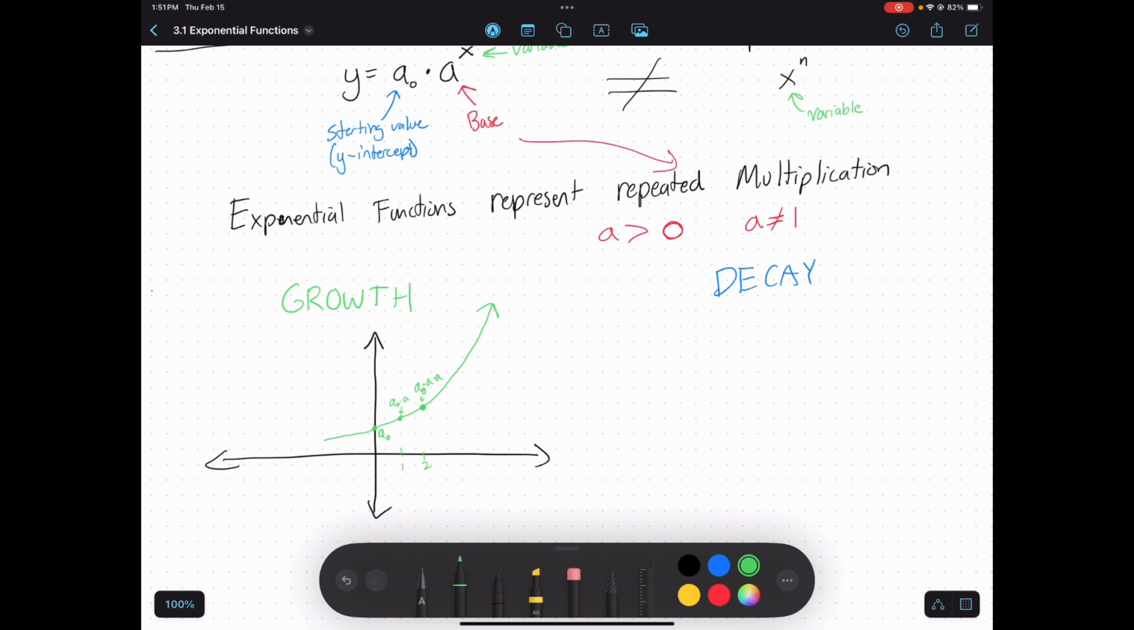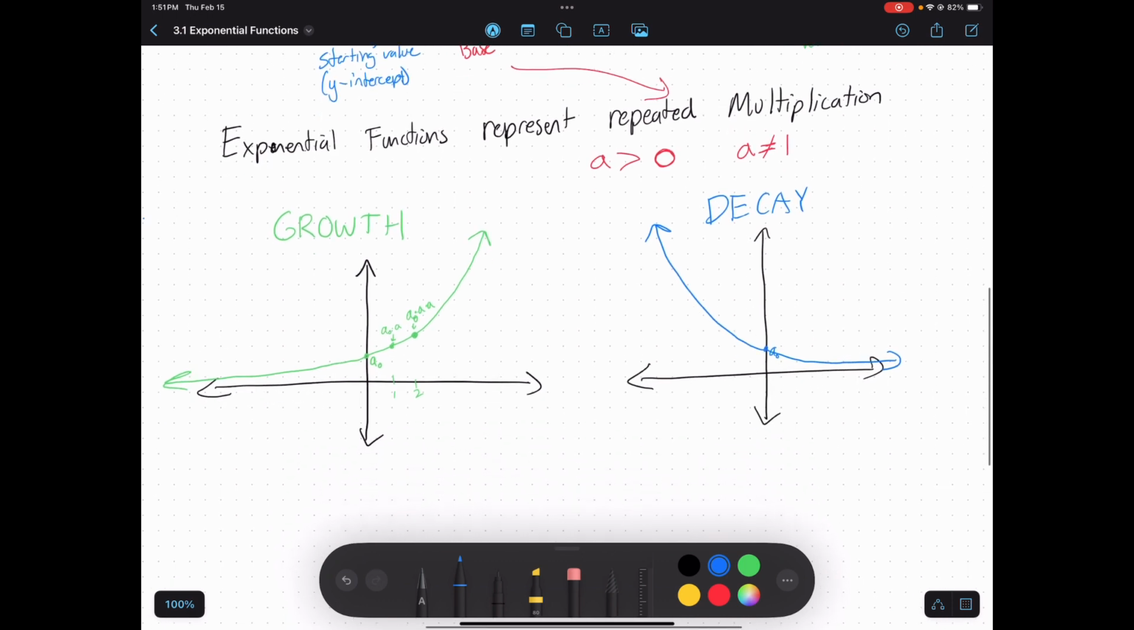On the other side, my graph actually flattens out to 0. And the reason why is because if I go into negative x values, instead of repeatedly multiplying, I'm repeatedly dividing. And when you divide, your number just gets closer and closer to 0. Well, with decay, I'm just going to switch it. I'm still starting at my starting value, but my function flattens out to 0 on the right side and goes off to infinity on the left side. So that's how their graphs differ.